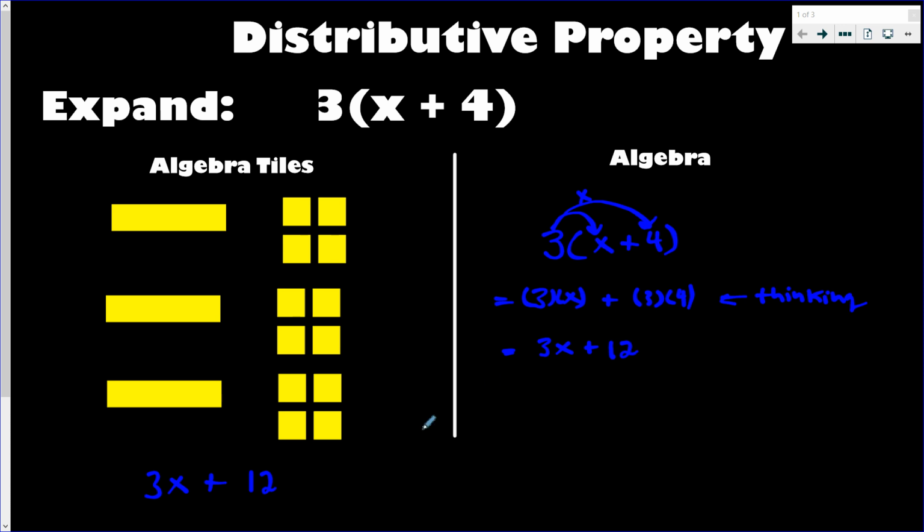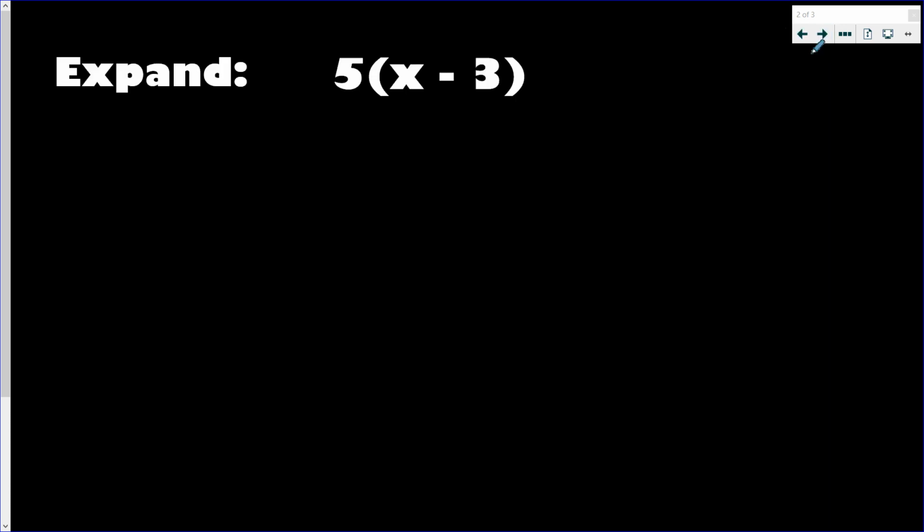And then we go 3 times 4 is 12. So we got the exact same answer. Obviously, this skill is much more scalable. Like we can relate this to a lot more questions, because if you got difficult numbers, then tiles become a problem. All right, let's try another one.